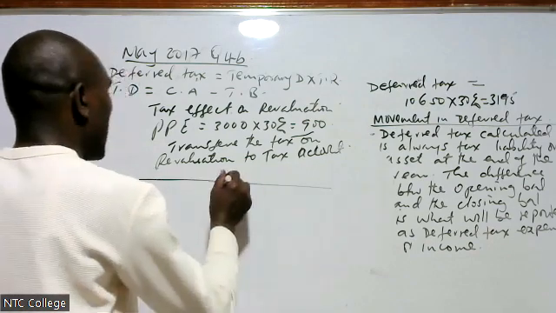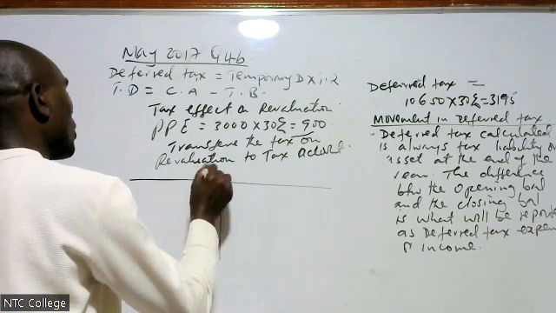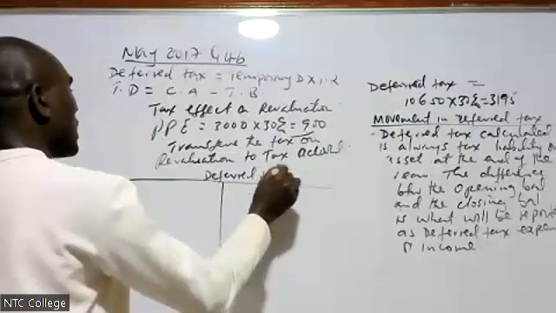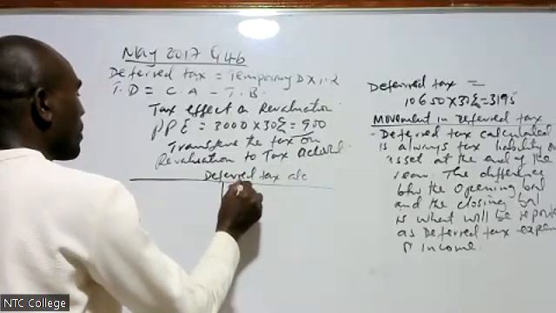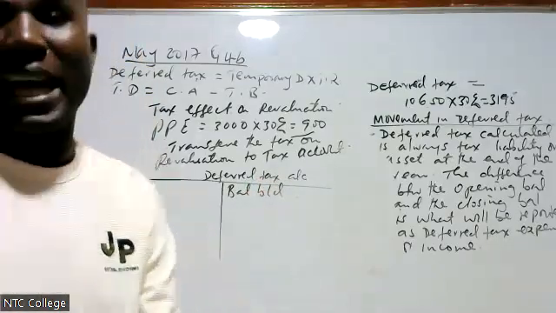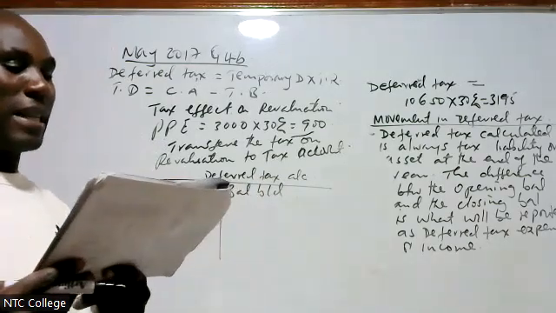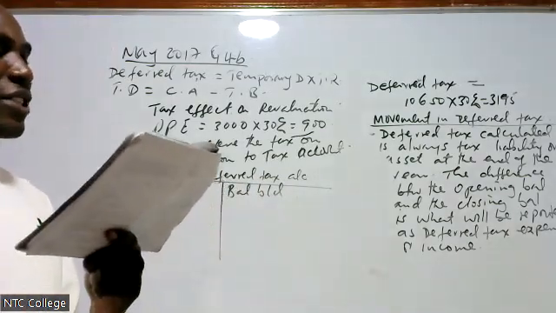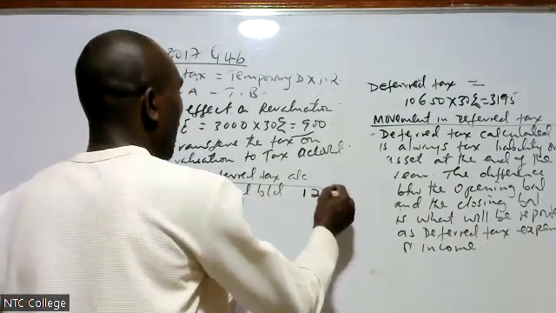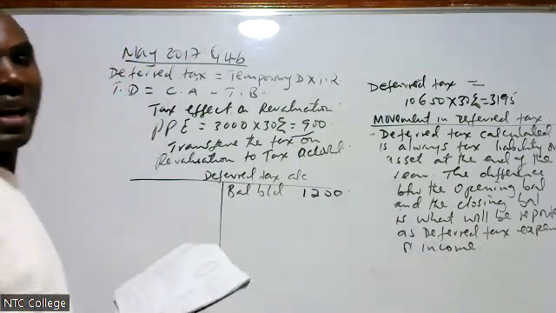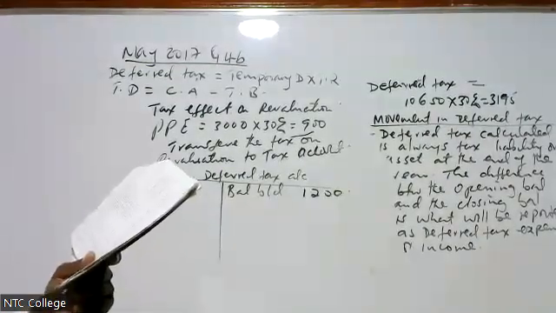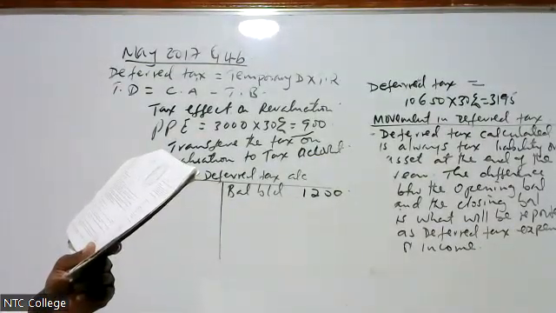Therefore, let me prepare my deferred tax account. Balance brought down. When I started the year, did I have any tax in my trial balance? Yes, I had deferred tax in my trial balance of 1,200. When I started the year, I had 1,200. I'm getting it from the balance sheet. Don't ask Mwalimu where are you getting 1,200? You check in the balance sheet, there is deferred tax of 1,200.